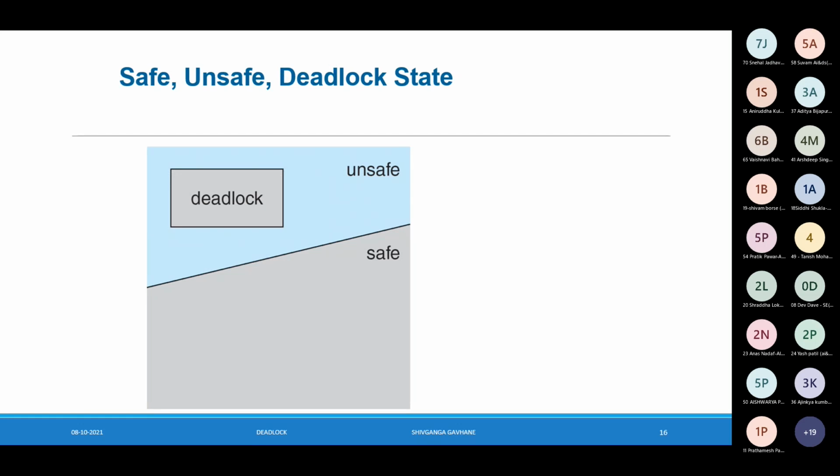Now you can observe in this diagram, this is like a Venn diagram. If you have the universal set, out of that there is a safe state. If your machine goes into the safe state, that can be considered as this part, this gray part. Safe state means no deadlock. Safe state means a 100% guarantee that there will never be a deadlock.